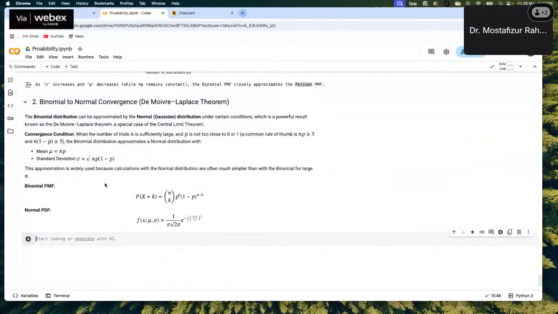Now, binomial distributions can be approximated by the normal distribution under a condition: when the number of trials is sufficiently large, but the probability is not too close to 0 or 1. If these conditions are maintained, then the binomial distribution approximates the normal distribution. So this is the binomial distribution: out of n trials, k is the success. nCk p to the power k, (1 minus p) to the power n minus k. This is the success probability, and this is the failure probability.